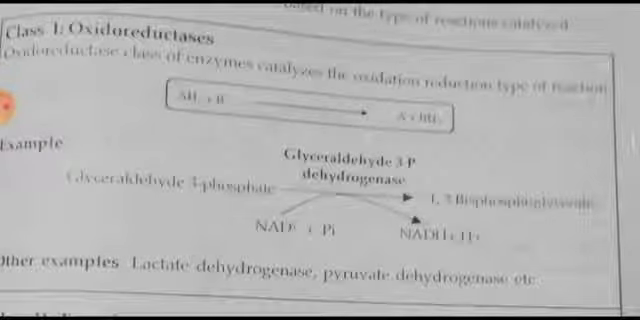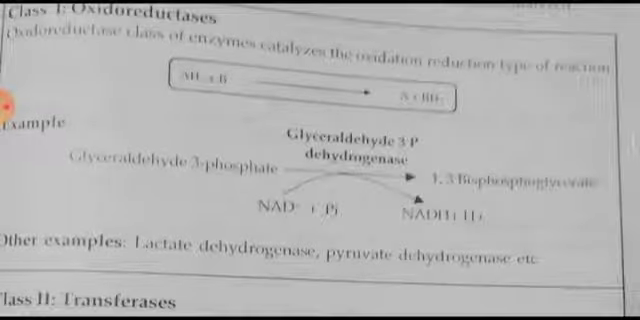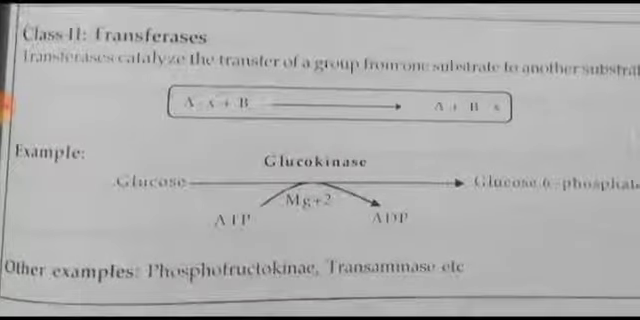That's why the enzyme name is glycerol 3 phosphate dehydrogenase. It belongs to the oxidoreductases category, and a few more examples for this category are lactate dehydrogenase and pyruvate dehydrogenase. In the ending you can see the other examples. So this is about the first class of enzyme, that is oxidoreductases. Next we'll go for transferases.